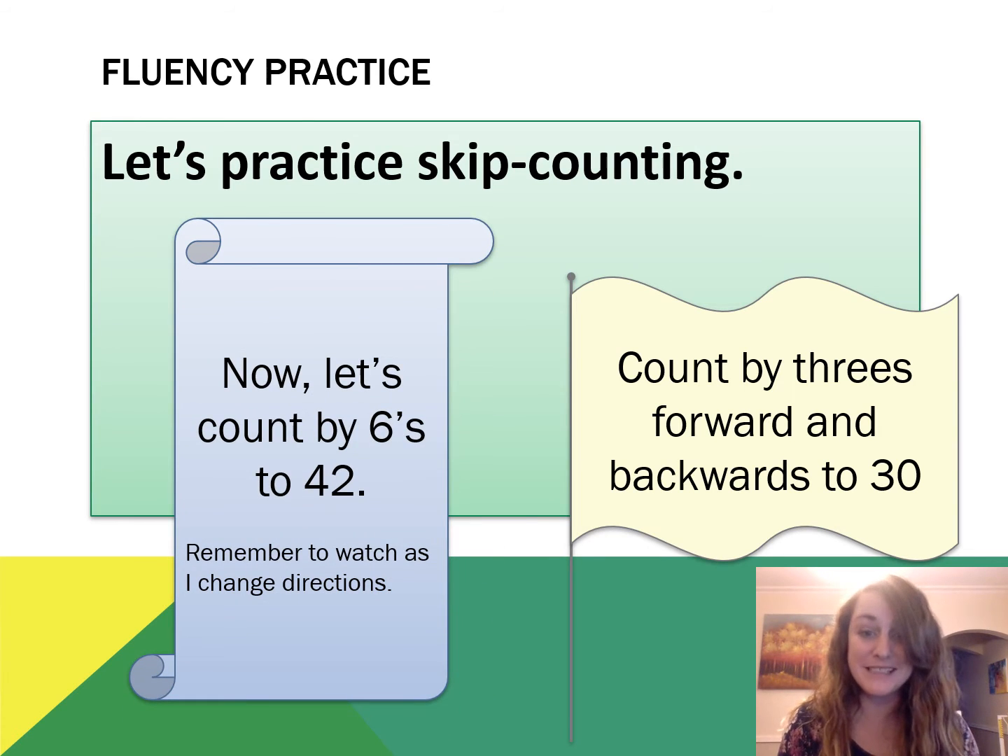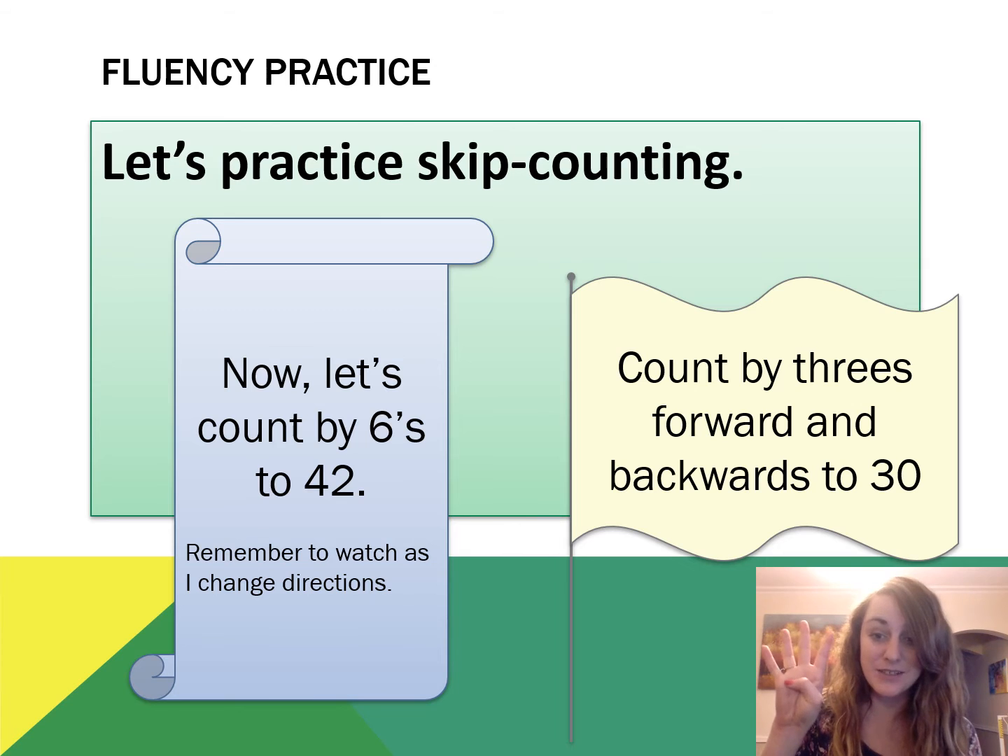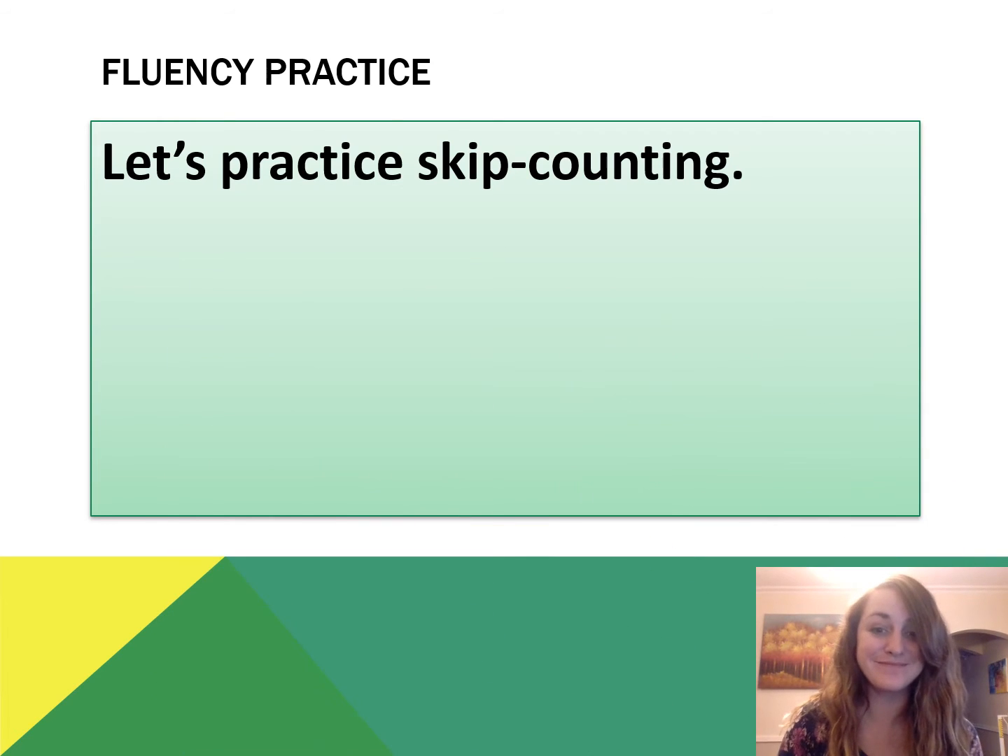Now let's count by 6s to 42. We'll take it slow as 6s are still new. Wiggle it out, bring it close, count by 6s to 42, and go. 6, 12, 18, 24, 30, 36, 42. Let's bring it down. 42, 36, 30, 24, 18, 12, 6, and 0.